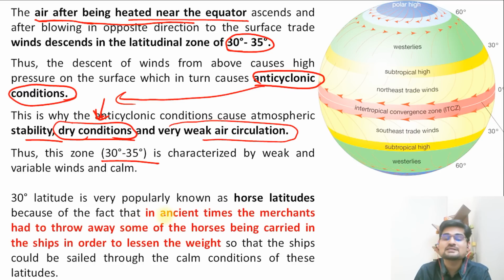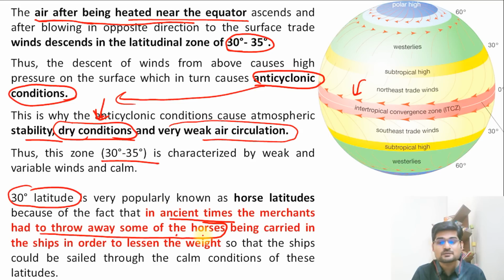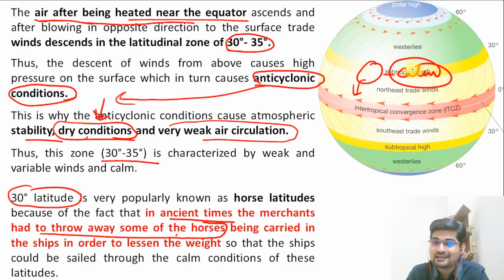And it is also known as horse latitude. So the reason for that is that in ancient times, the merchants had to throw away some of their horses. Remember, the technology was not like today's technology. At this particular position, the sailing became difficult. Why? Because it has a calm situation here, right? Because winds are going away from this particular location. So here it is a very calm situation, like here in the doldrums.